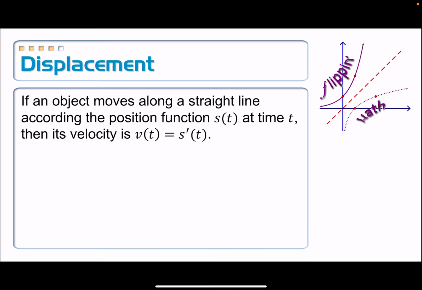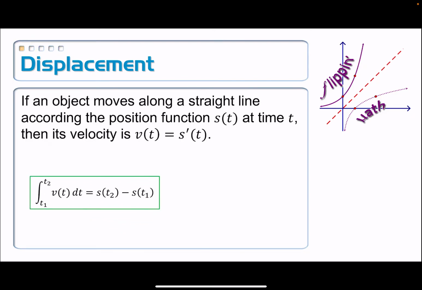Another application of net change is displacement. If an object moves along a straight line, this is rectilinear motion, according to the position function s of t at time t, then its velocity, of course, is the derivative of the position equation. So I can write a definite integral that says this. I got a definite integral over the time interval from t sub 1 to t sub 2 of our velocity equation is equal to the change in position that I have over here. This is our final position minus our initial position.